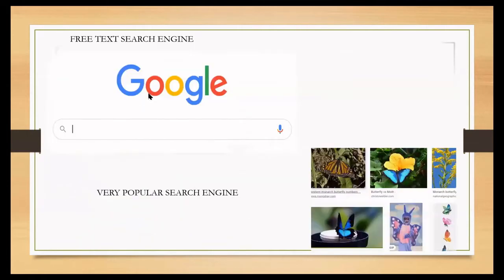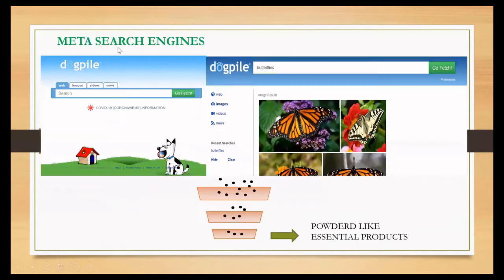Yeah, this is the Google site. It is very familiar to you, but you can see the results, right? So unnecessary things are also there. That is the way we normally use the free text search engine. But what about the meta search engine? This is dogpile.com. When you go to that search engine, this is one of the meta search engines, right? A meta search engine is normally very important for students.